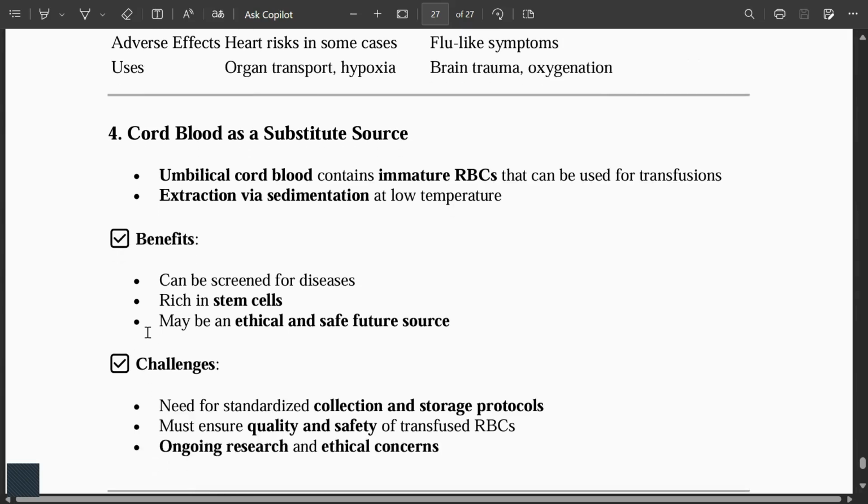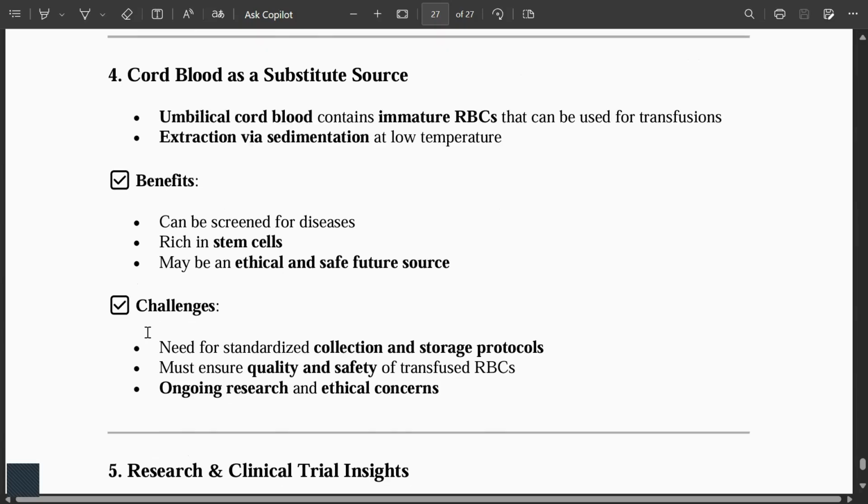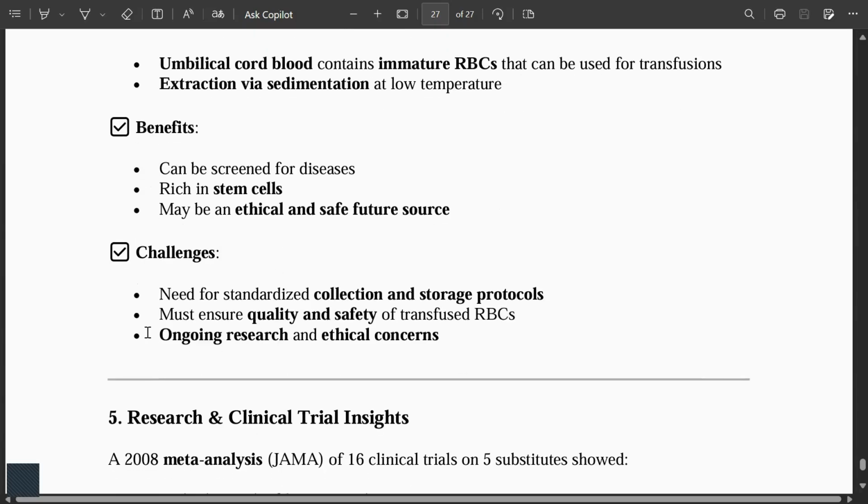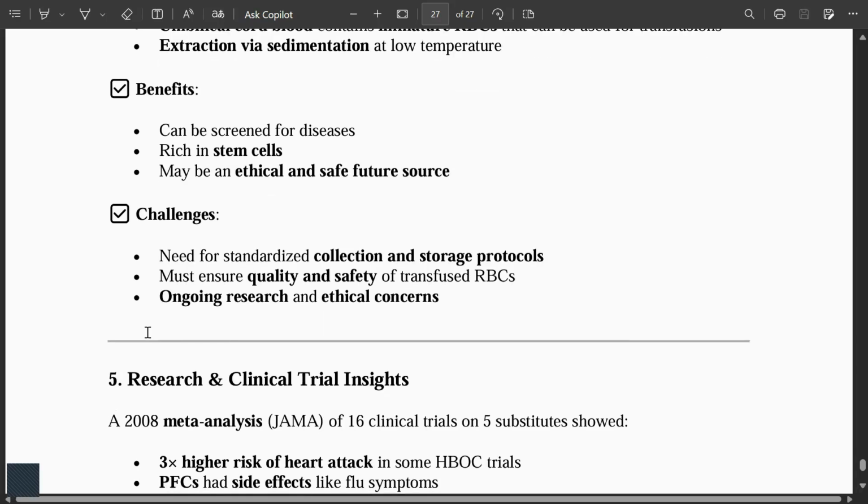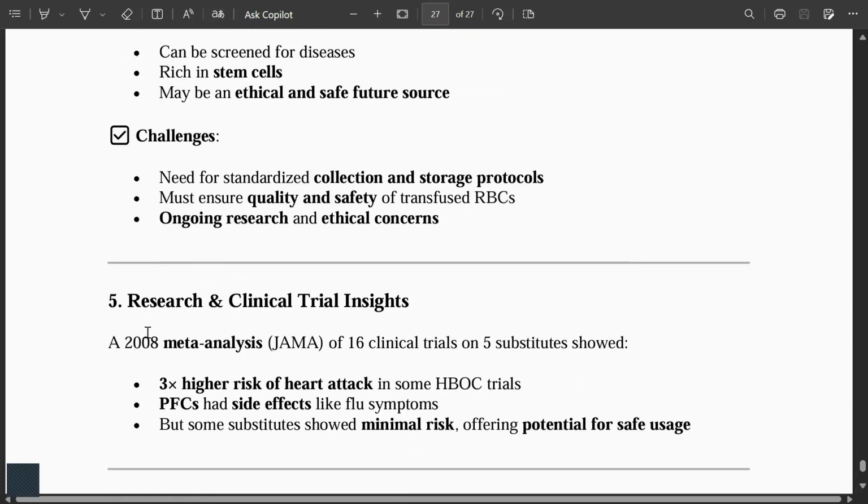Next comes cord blood as a substitute source, where umbilical cord blood contains immature RBCs that can be used for transfusion. Benefits are they are rich in stem cells and they can be ethical and safe for future use. Challenges: the collection and storage protocols must be standardized. Must ensure quality and safety. Ongoing research and ethical concerns.